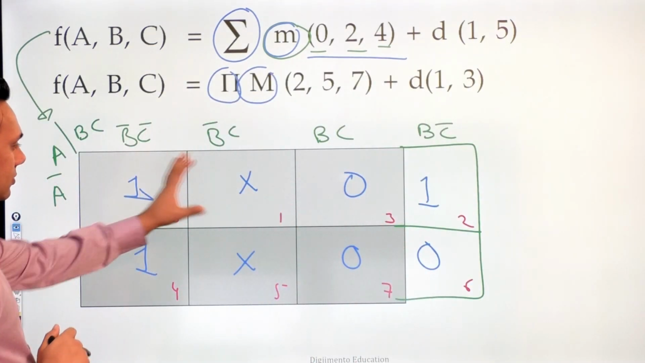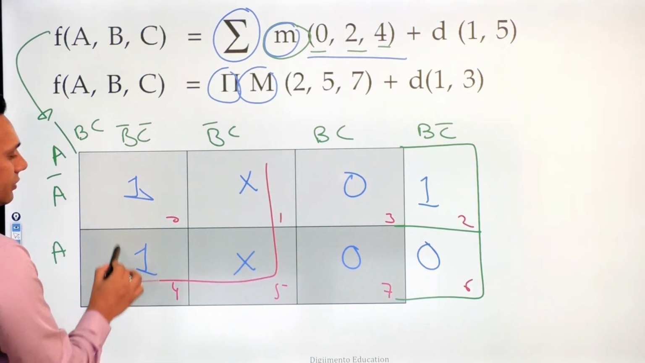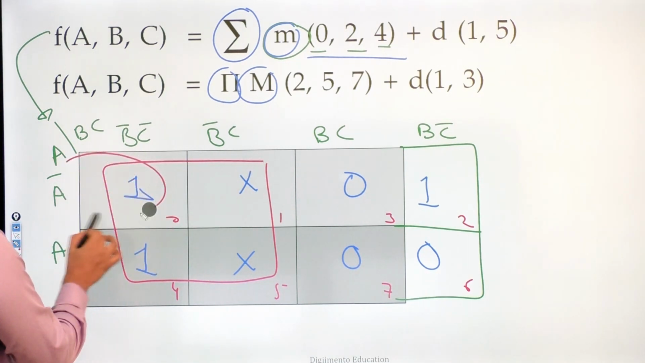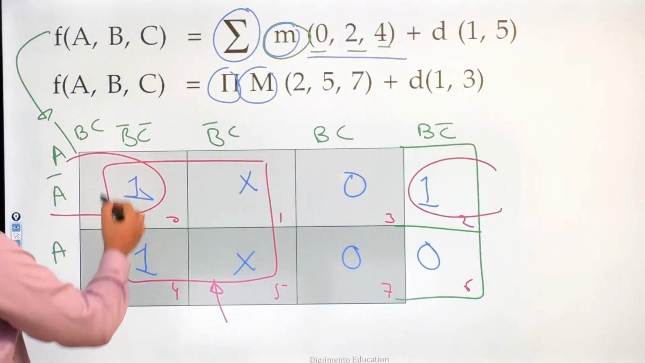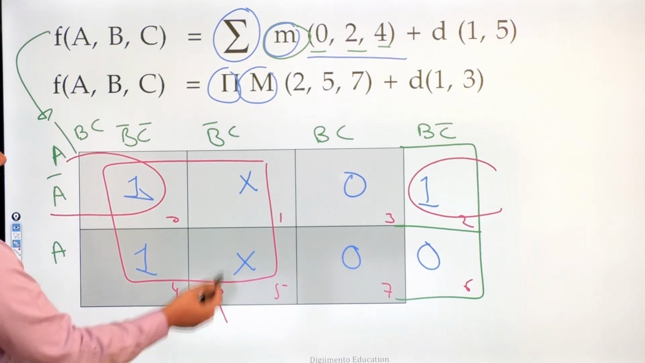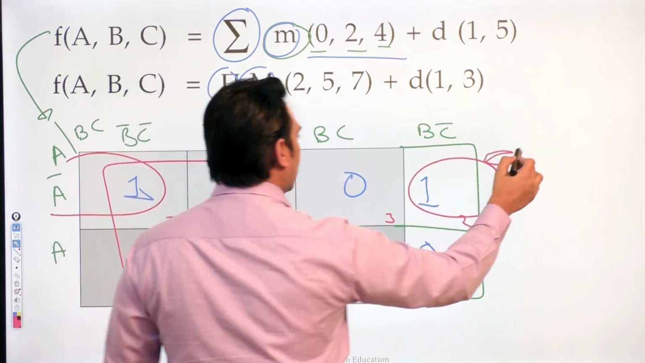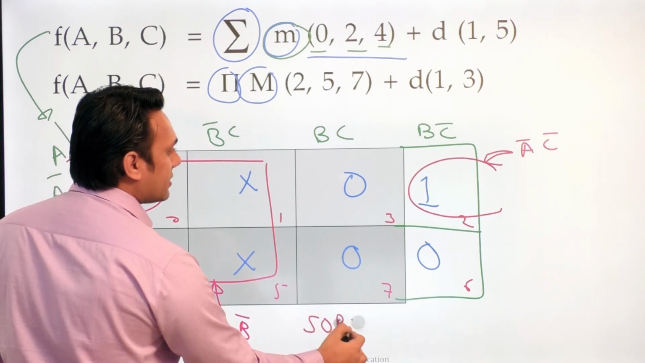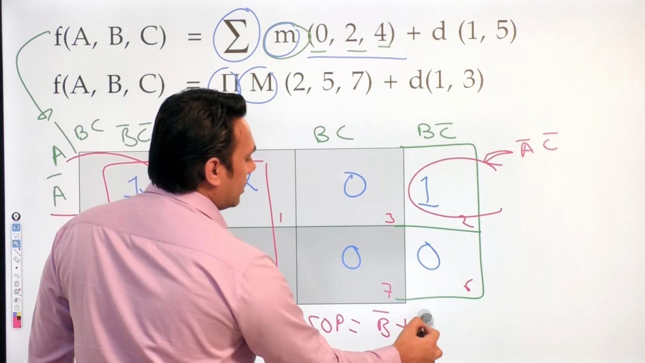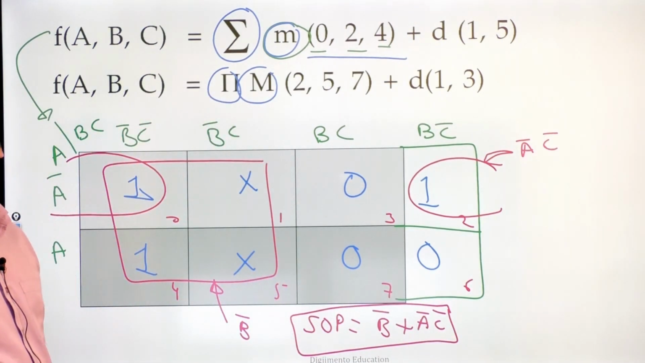So let us assume we have this K-map. Now in this K-map I can combine this don't care with these ones. I can combine this one with this one. If I do something like this, then this entire box, or subcube, is representing B complement, and this box here is representing A complement C complement. Therefore your SOP expression will be B complement plus A complement C complement. This will be your SOP expression.